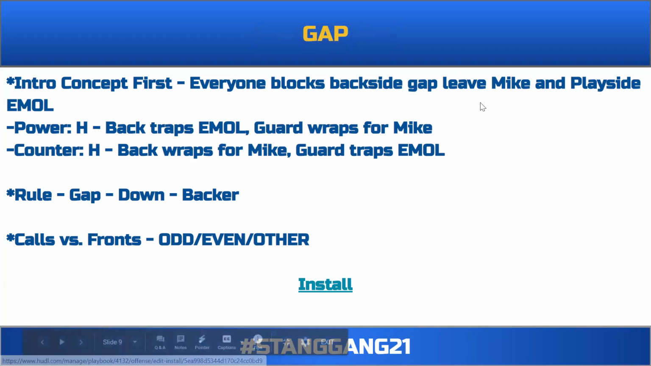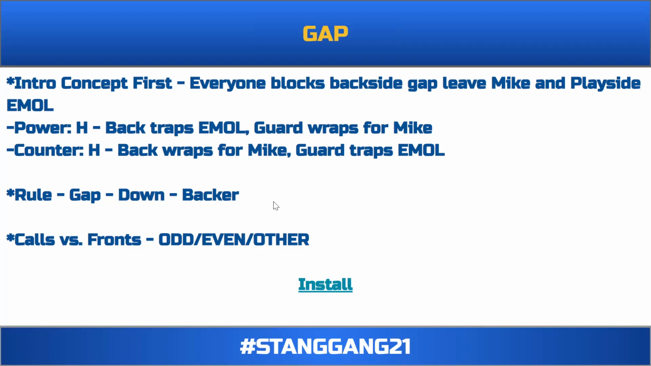We also drill that we're going to leave the Mike and the play side end man on the line of scrimmage. So it's literally like if you take zone, flip it around, and don't block the Mike. Power for us is going to tell the H-back to trap the end man and the guard to wrap for the Mike. Counter is going to tell the H-back to wrap for the Mike and the guard to trap the end man. Simple rules, gap down backer.